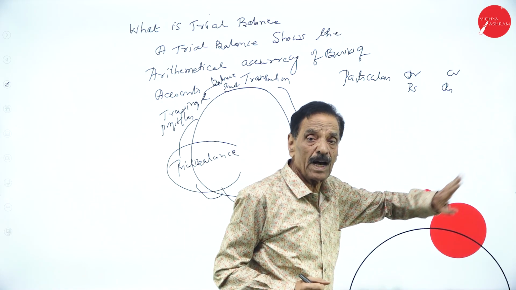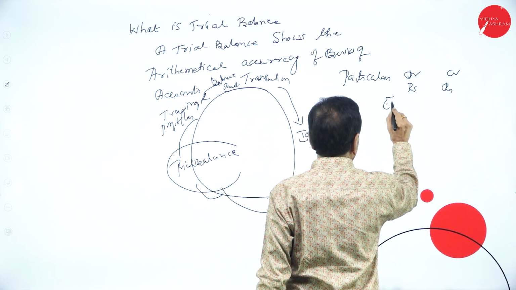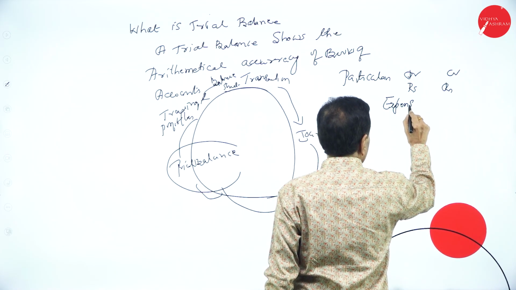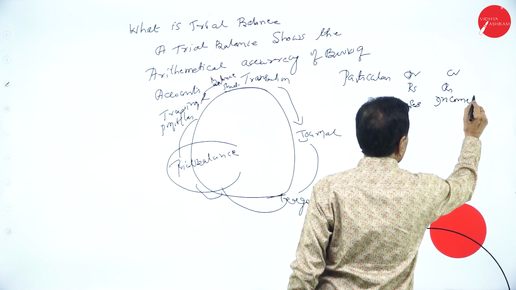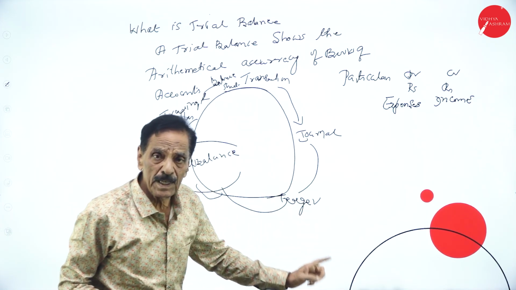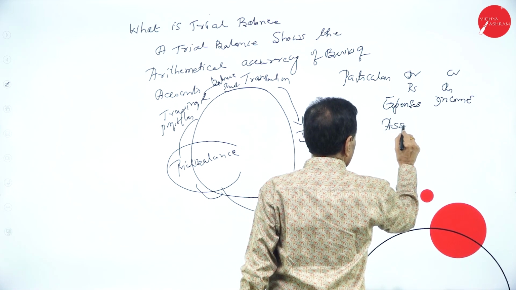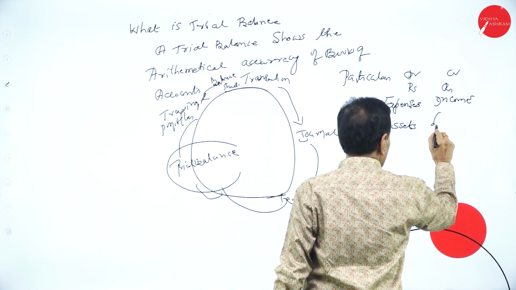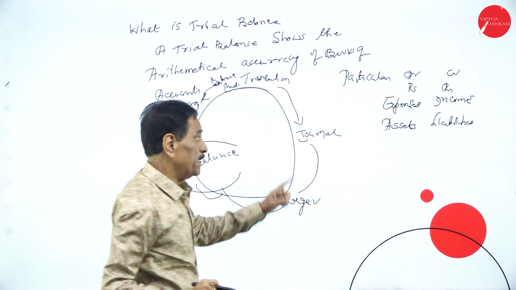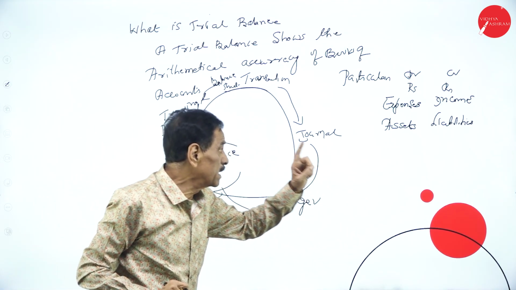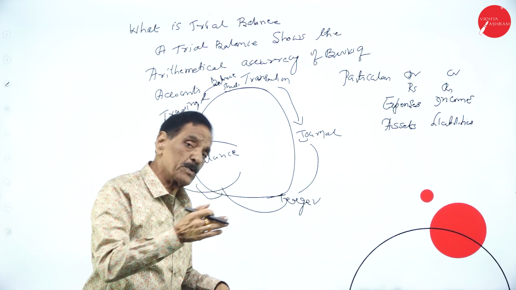Trial balance has two sides. One is called debit side, one is called credit side. Debit side shows expenses. Credit side shows incomes. Debit the losses, credit the gain. Debit side shows assets. Credit side shows liabilities. Debit the expenses, credit the income. Debit side shows asset, credit side shows a liability. So balance sheet is the opposite of trial balance.